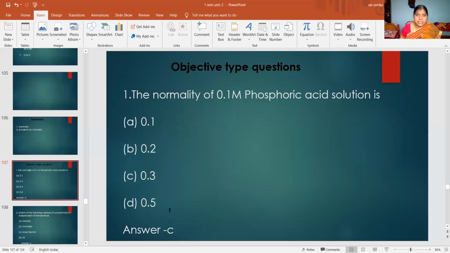Which one is the answer? So which option is correct here? So that is 0.3, means answer C. So the normality of 0.1 M phosphoric acid solution is 0.3.